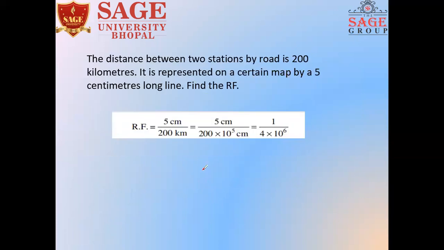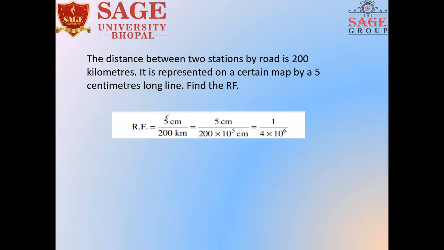Now I'm giving the problem here. The distance between two stations by road is 200 kilometers. I'm giving a very basic example, because the RF is either given directly in the problem or in the form of theory. So the distance between two stations by road is 200 kilometers. It is represented on a certain map by a 5 centimeter long line. Find the RF. So in this problem, a 5 centimeter line represents 200 kilometers.